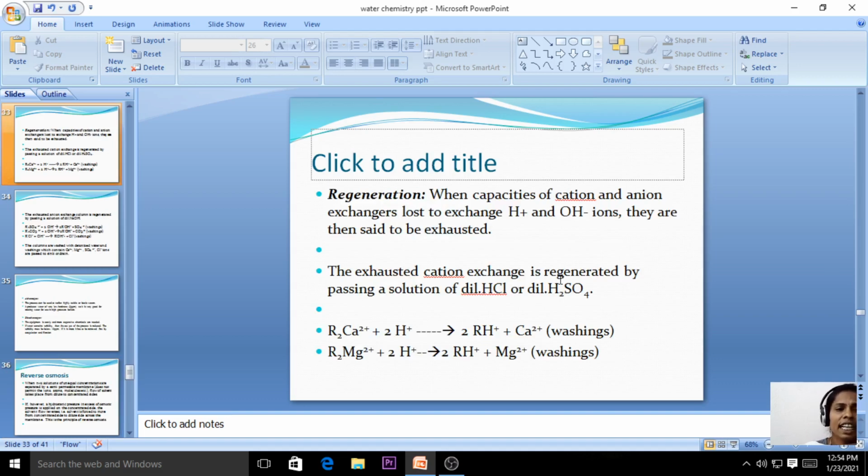So that is regeneration. When the capacities of cation and anion exchangers to exchange H plus and OH minus ions are lost, they are then said to be exhausted. So when the capacity of exchanging is lost, that is called exhausting. The exhausted cation exchange resin is regenerated by treating with any acid, that is hydrochloric acid or sulfuric acid.